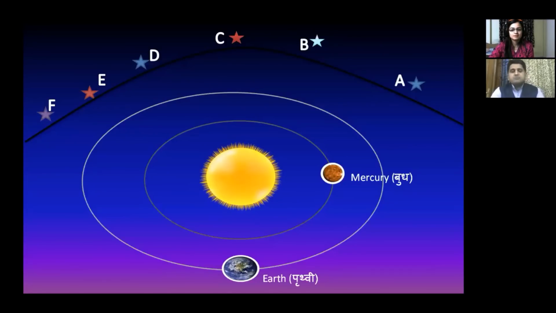We can see in this figure that Mercury and Earth are revolving around the Sun. To complete one revolution, Mercury takes around 88 days and Earth around 365. To pinpoint the location of a planet in the sky, we just need to see the background of the planet. For example, in this given condition, if we see the background of Mercury, we can see star A there. On that basis, we can say Mercury is transiting over star A.